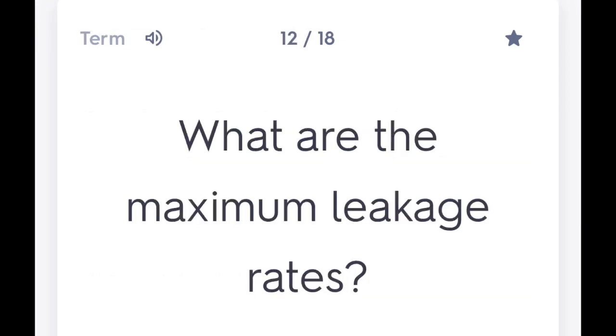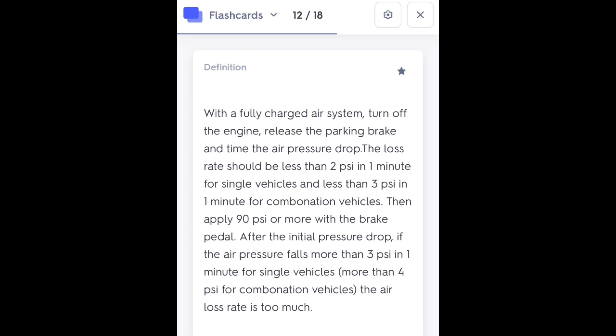Question 6 of sections 5.2 to 5.3. What are the maximum leakage rates? With a fully charged air system, turn off the engine, release the parking brake, and time the air pressure drop. The loss rate should be less than 2 psi in 1 minute for single vehicles and less than 3 psi in 1 minute for combination vehicles.